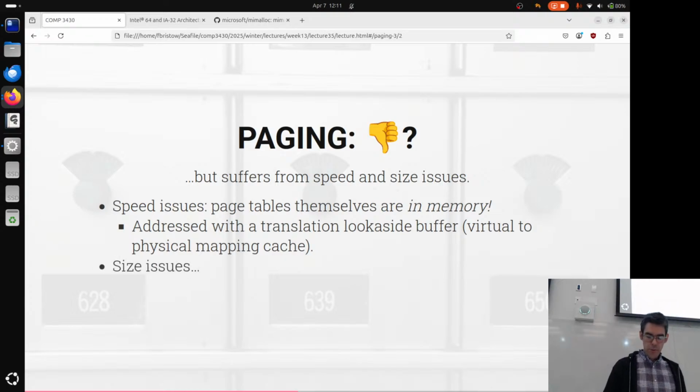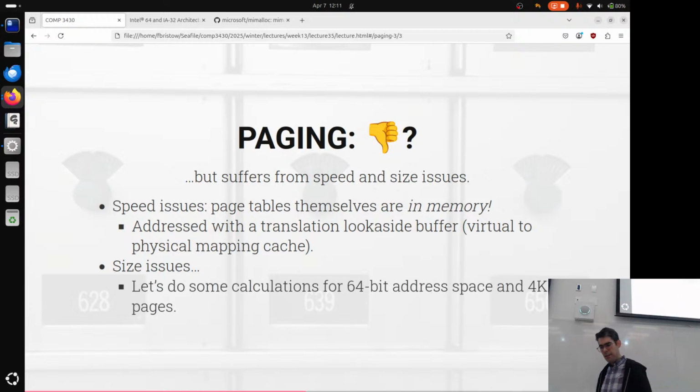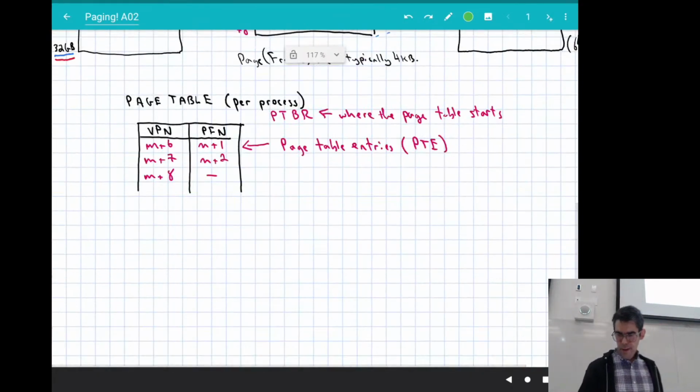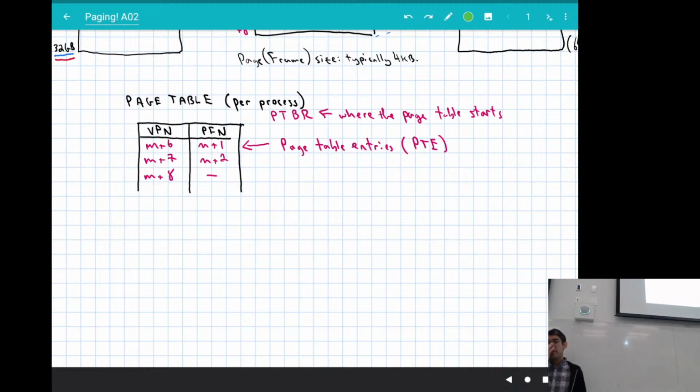The size issues are where we have a little bit of a problem with this. And so I want to do some calculations here kind of quickly about 64-bit address spaces and 4 kilobyte pages. So I'm going to pop back to my tablet here. And I'm going to start to write this expression out.